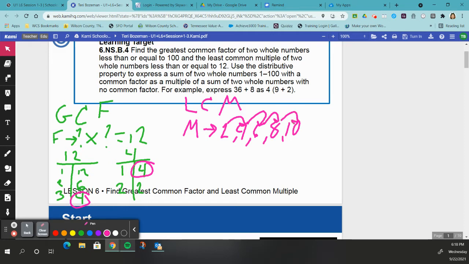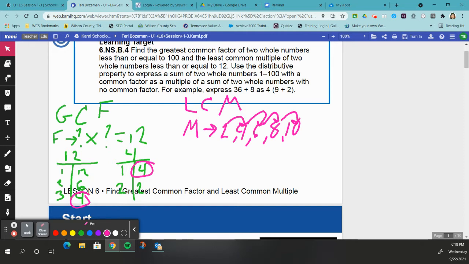So it's all of those things that you get when you start with, say, 2, and then you do 2 times 2 is 4, 2 times 3 is 6, 2 times 4 is 8, 2 times 5 is 10. So those would be your multiples of 2.